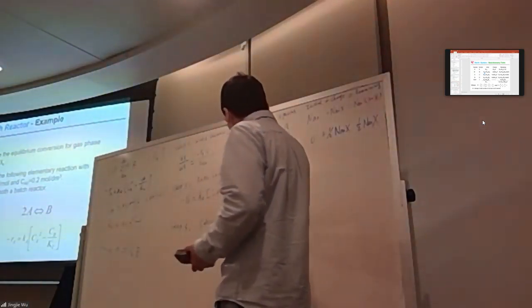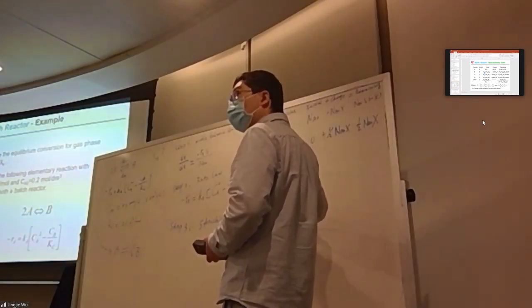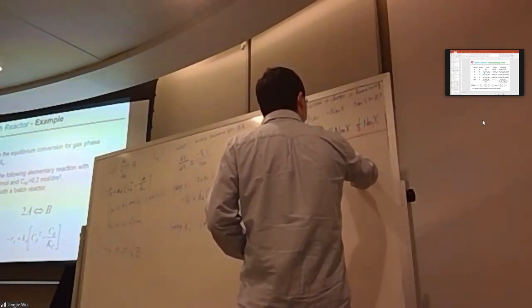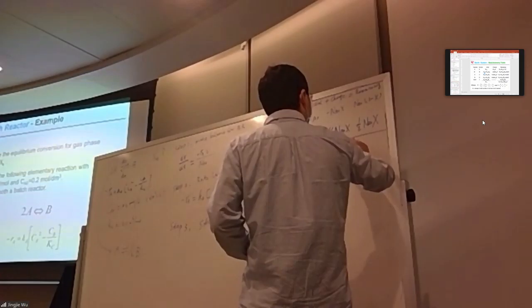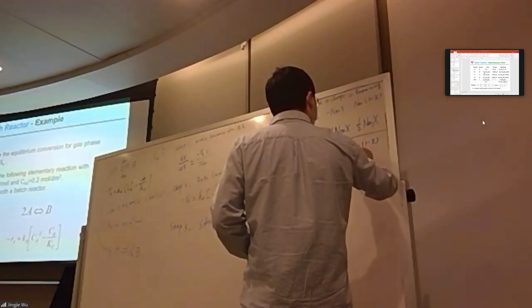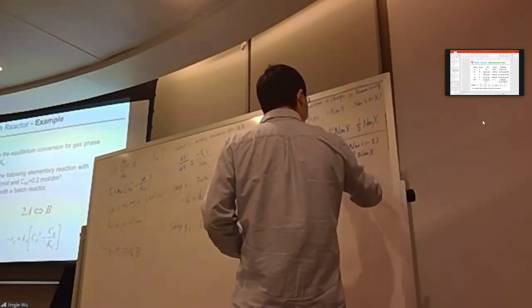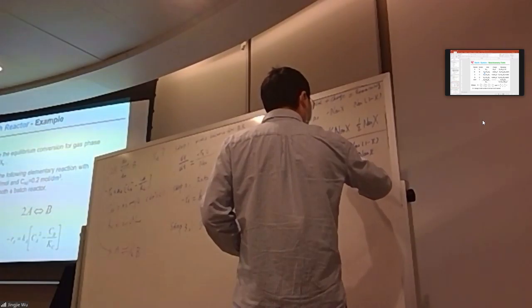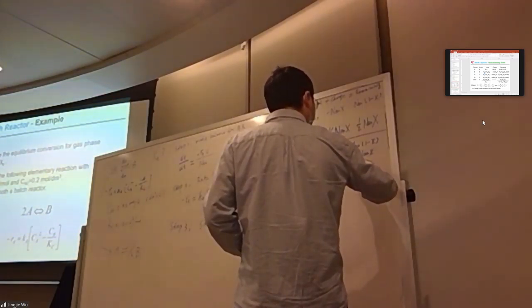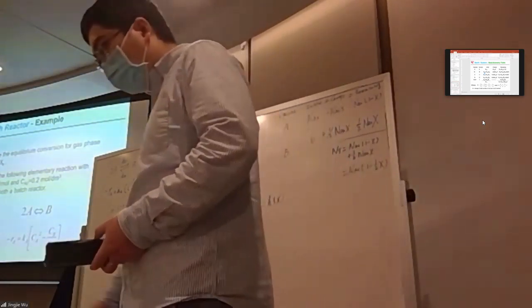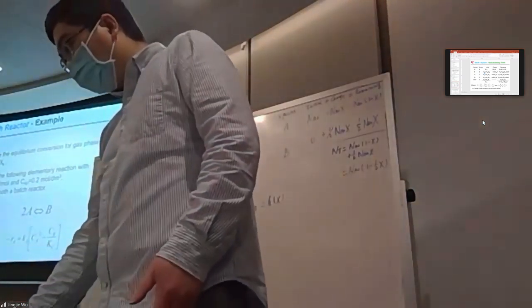Remember our task: we want to know C_A as a function of X, right? We know the total is N_A0 (1 minus X) plus N_A0 X, which equals N_A0 times 1/2 X. Correct, right? So next step.